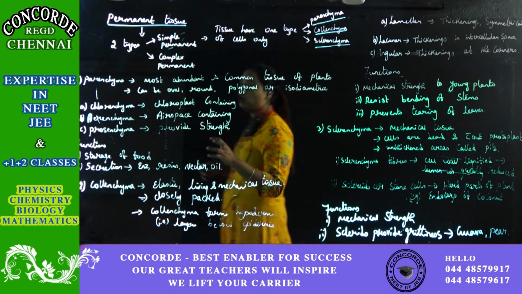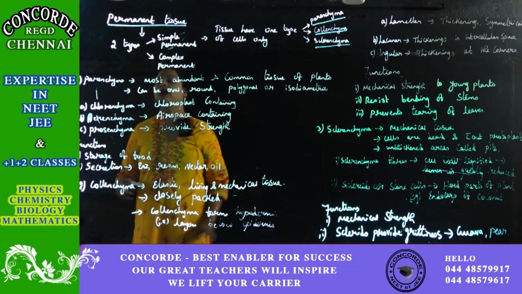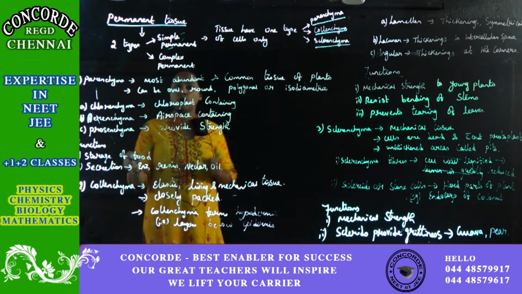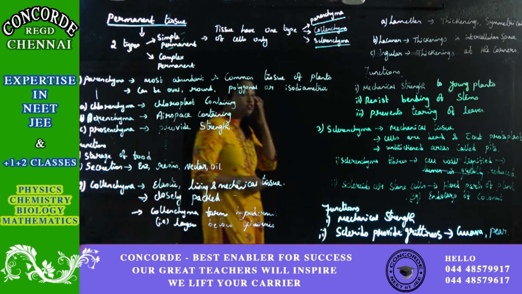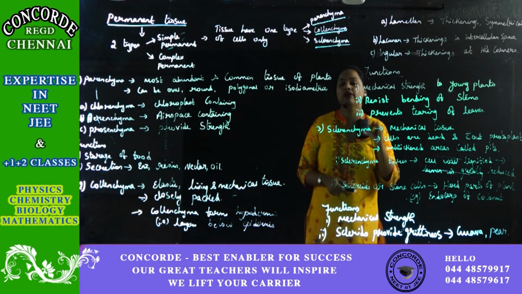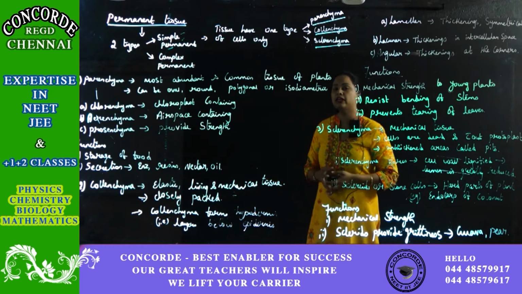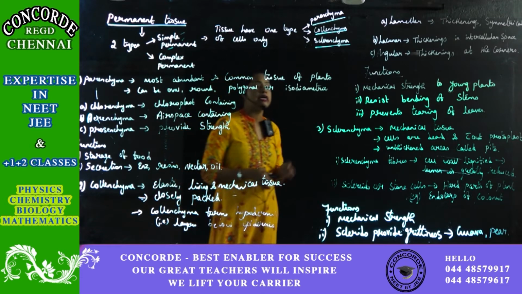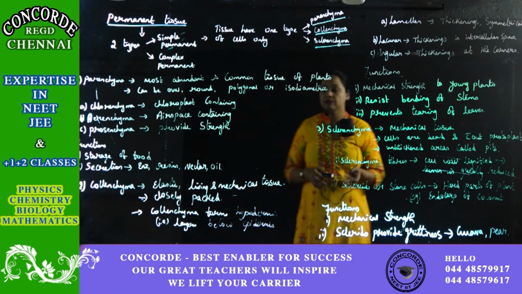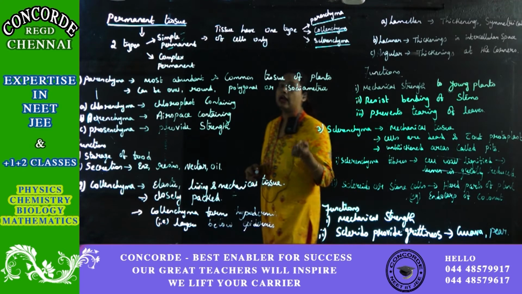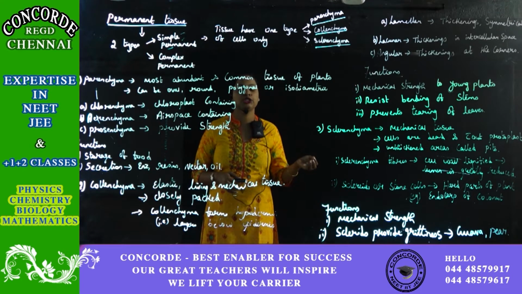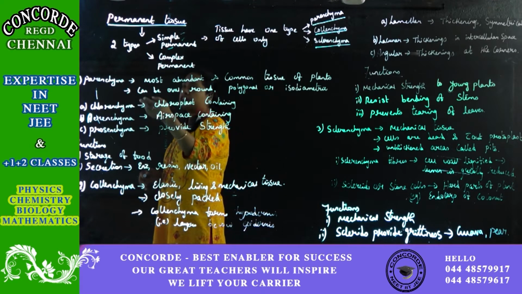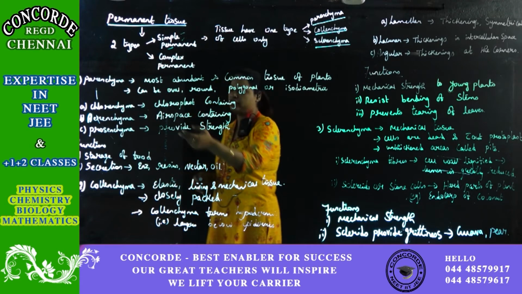Next, we move on to the function of parenchyma tissue. The first function is that it stores food materials. Apart from storage, it also takes part in secretion, like enzymes, resins, nectar and oil. All these secretions can be secreted by the parenchyma tissue, which is a simple permanent tissue.